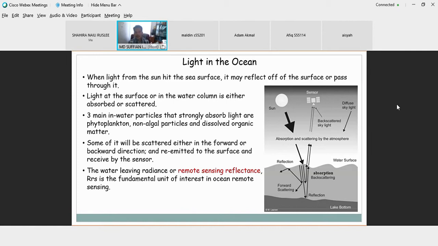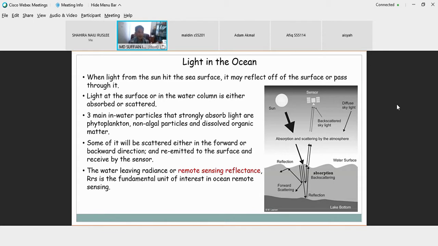For the scattering, there are 2 types of scattering. One is forward scattering. Forward scattering means that it will scatter forward. The other is backward scattering, which we know as back scattering. So in remote sensing or satellite oceanography, the most important scattering is back scattering. That is what will be received by the satellite sensor. Forward scattering will go further into the water.